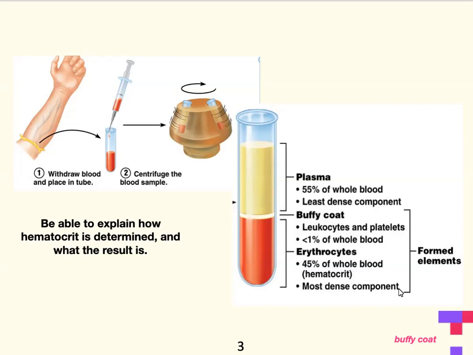These two layers include all the cellular components of blood, which are also called formed elements. Floating on top is the least dense layer, the plasma. This is generally about 55% of whole blood by volume. Dissolved in plasma are soluble proteins like albumin. We've also got clotting factors and other ions.